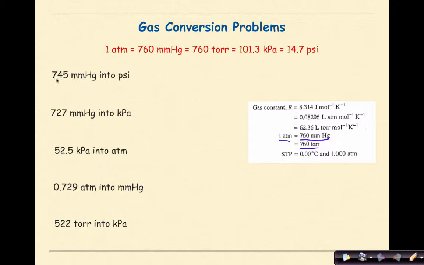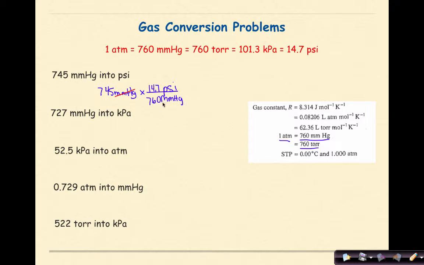So in this first example, we have 745 millimeters of mercury, and I want to change it into psi. So the first thing that I want to do is write my given, 745 millimeters of mercury, multiplication sign and a line. And as per usual, whatever I start with is going to go on the bottom, millimeters of mercury, and psi is going to go on top. So then I go to my different units of pressure, and I can see that 760 millimeters of mercury is equal to 14.7 psi. Then I want to make sure that my units cancel.